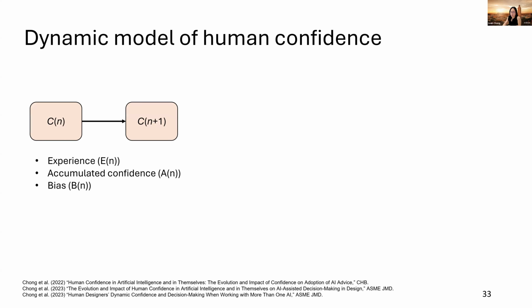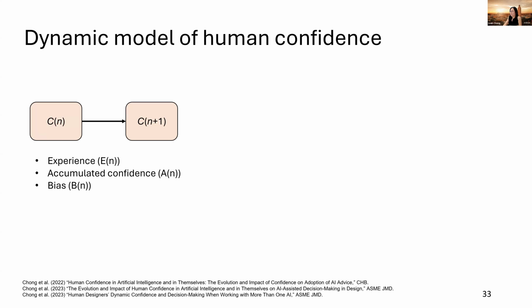Here, the human confidence model was built with 3 different factors. First is the experience factor, which is the experience they had in the previous trial and the current trial. And then the accumulated confidence is their confidence level up to that trial.